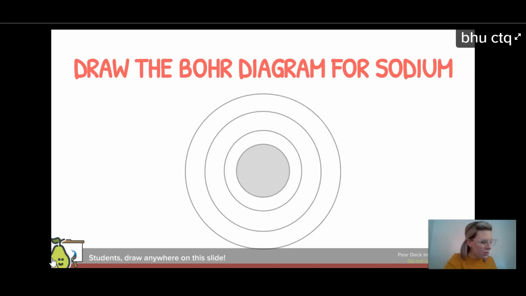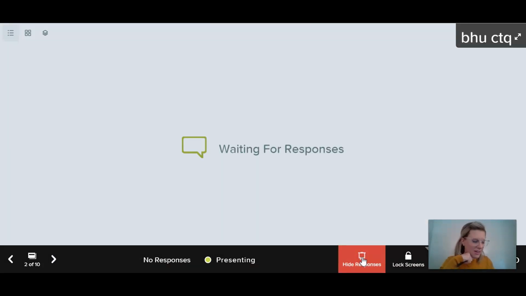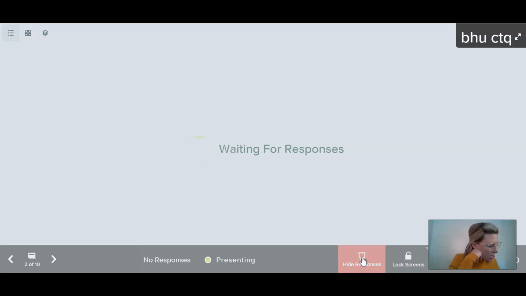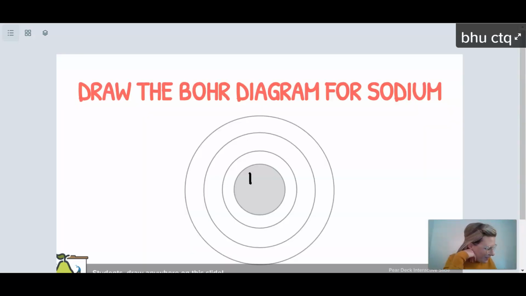So let me go ahead and share my student screen now, and I'll start to draw on that for you. So the first thing that we want to do is make sure that we have our stuff in our nucleus. So sodium is element number 11. So we would have 11 protons in our center, and we have a mass of 23, so we would have 12 neutrons in our center as well.